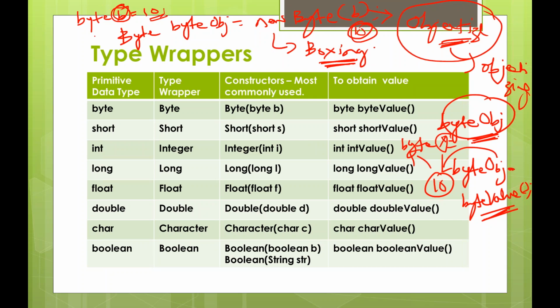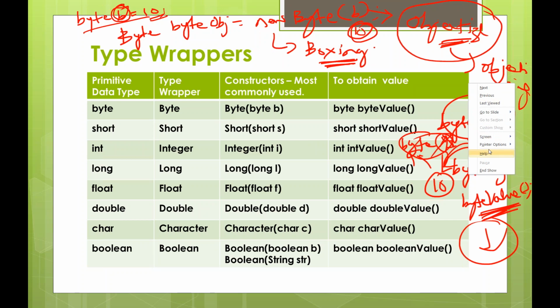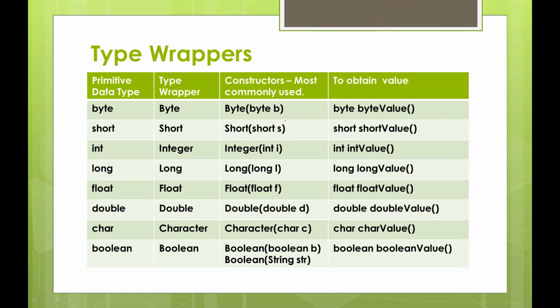So you have created this and processed it, and down the line you wanted to get the value back. You use this particular method, byteValue, got the value and assigned it to x. So this is your boxing, and this is your unboxing.